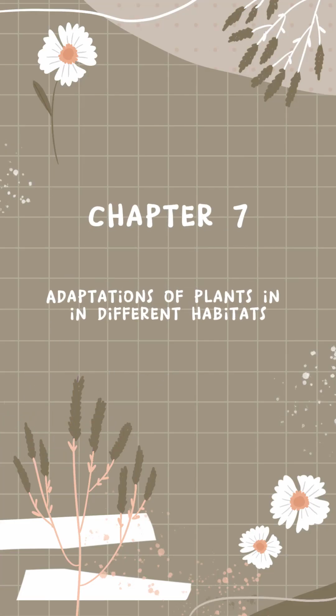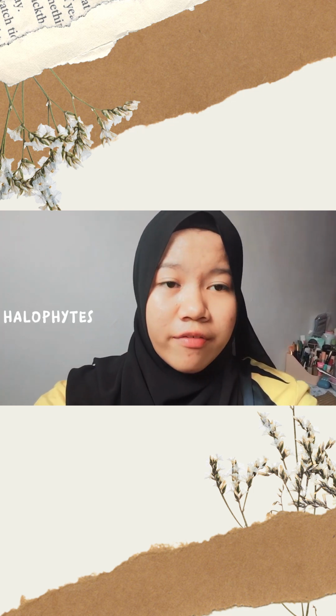We will explain to you about Chapter 7, Adaptation of Plant in Different Habitat. Adaptation is known as a special feature that allows a plant to live in a particular place or habitat. Thus, there are 4 classifications of plant based on habitat. First thing first is halophyte.